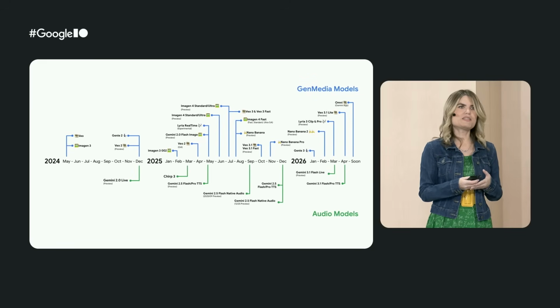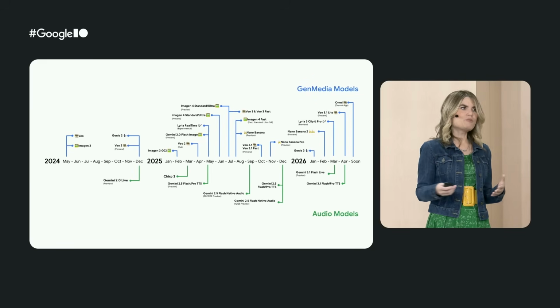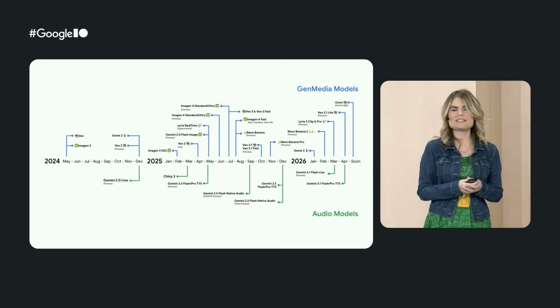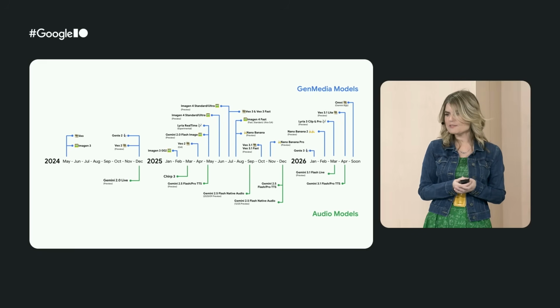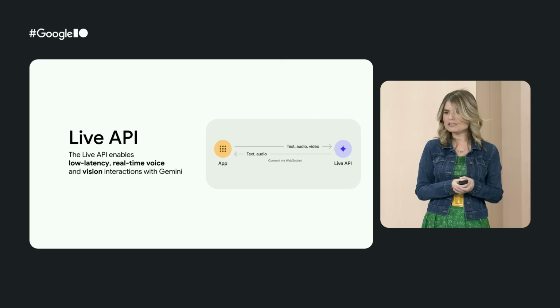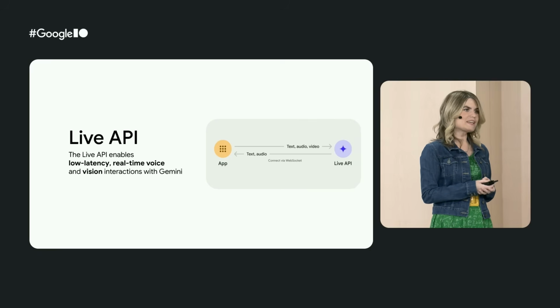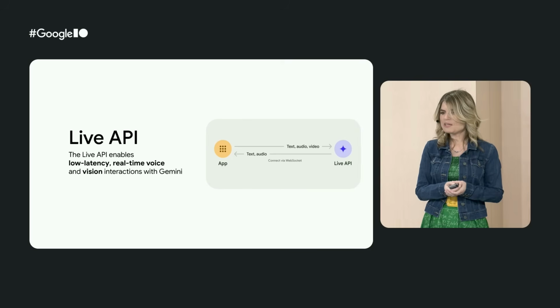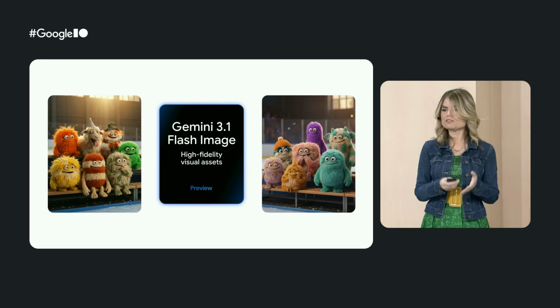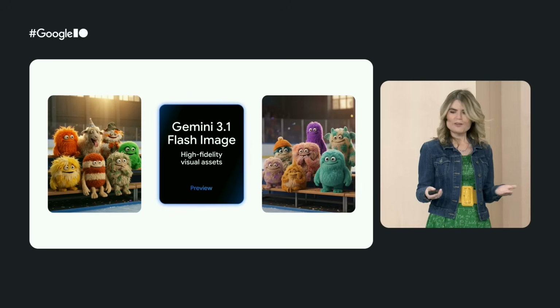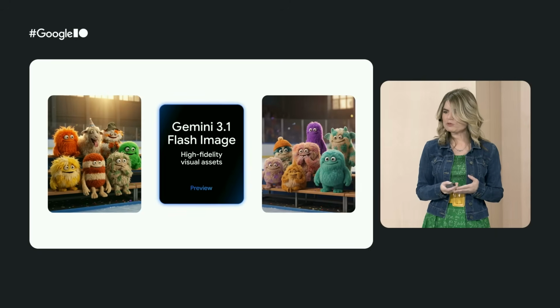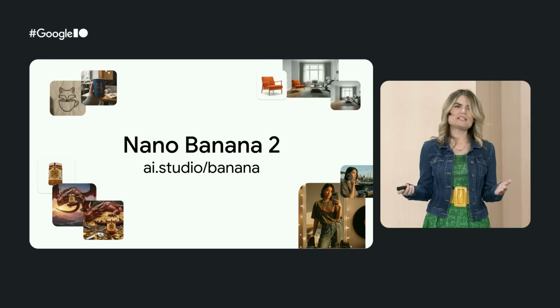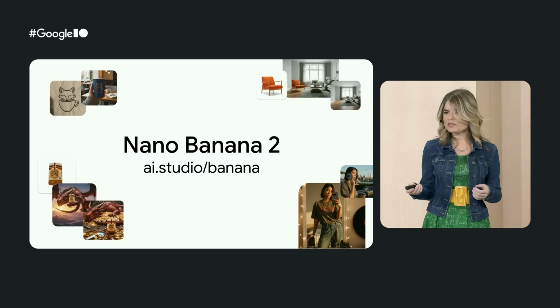Our generative media models are kind of testaments to this fact, that we're able to output video, we can output audio, we have some pretty exciting text-to-speech models and Gemini Live models. And then also our live API, which we'll demo in just a second, gives you real-time interactions with Gemini itself. And today, we've talked a lot about Nano Banana, aka Gemini 3.1 Flash Image, which gives you high-fidelity visual assets. We've got Nano Banana 2, which you can try yourself in AI Studio.